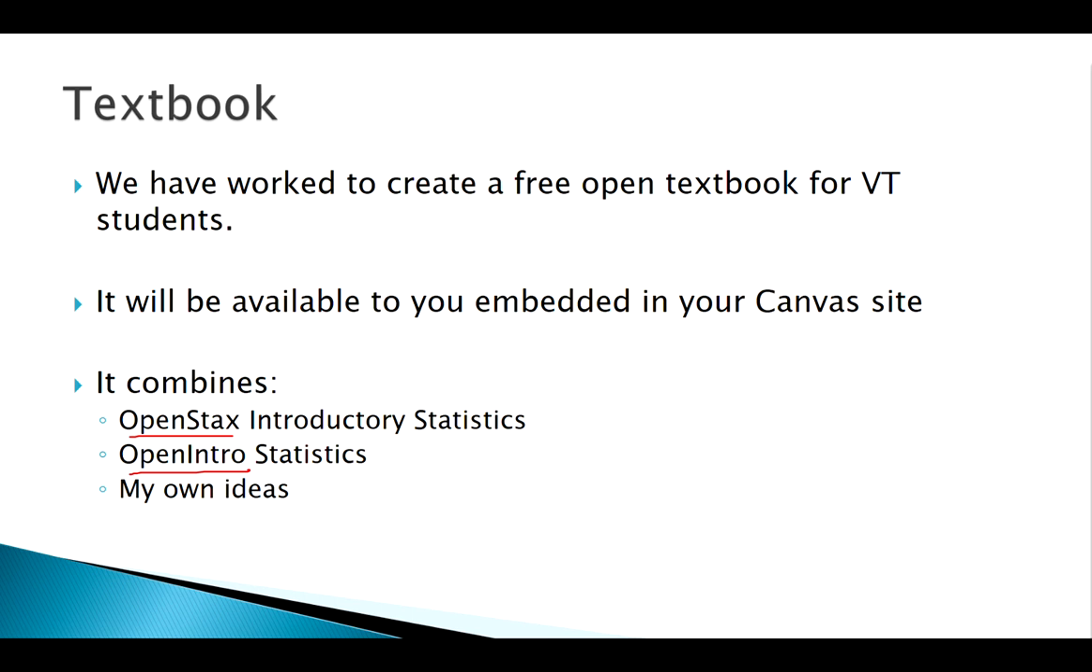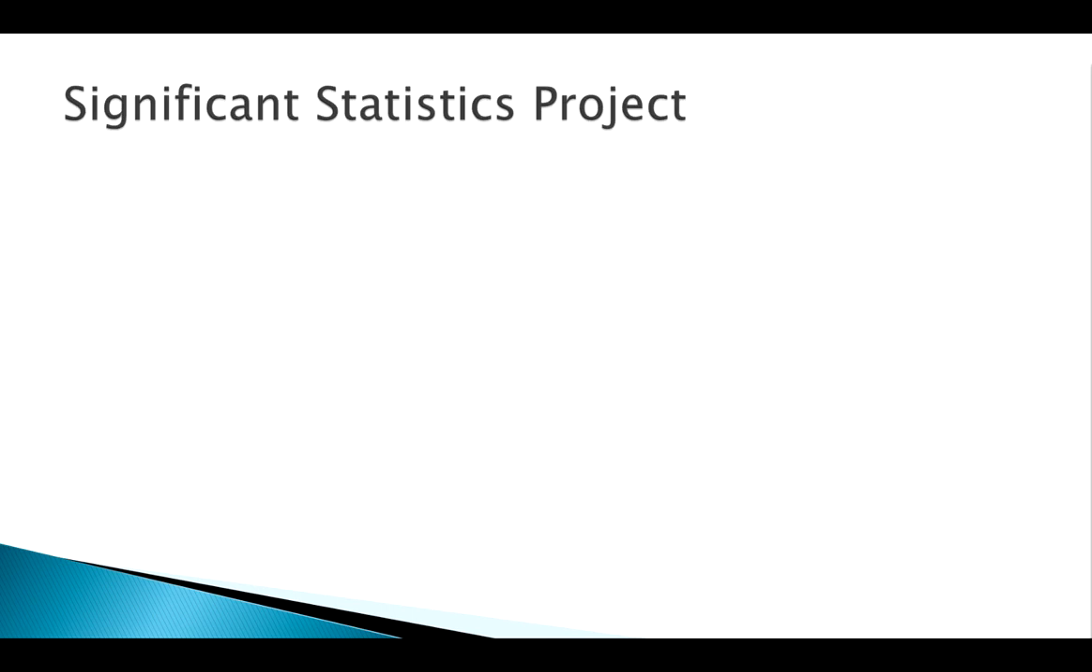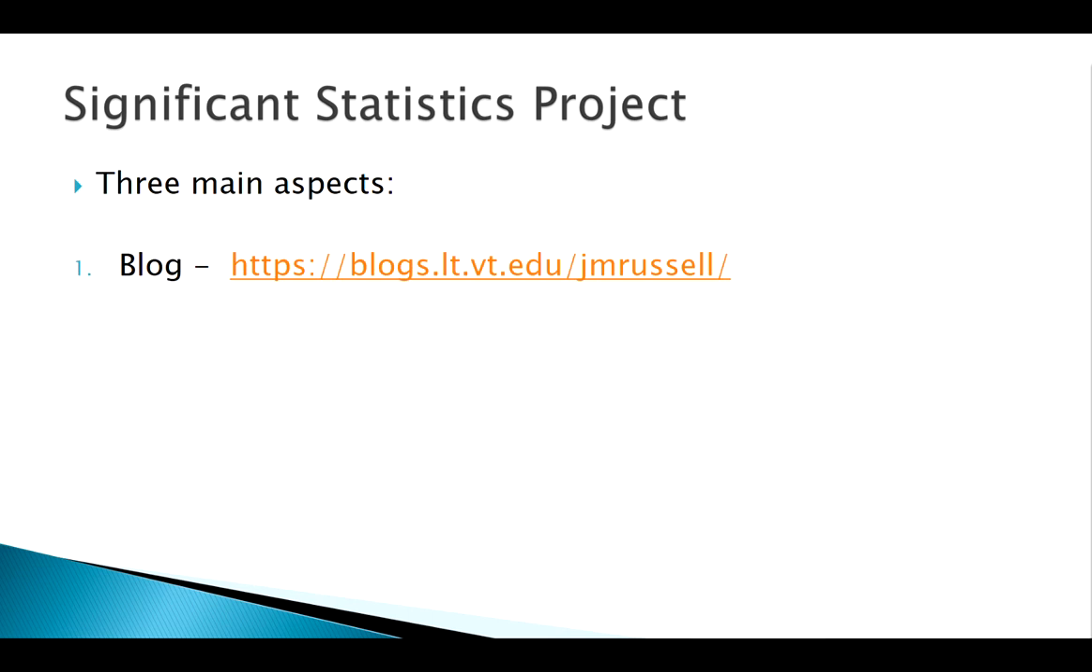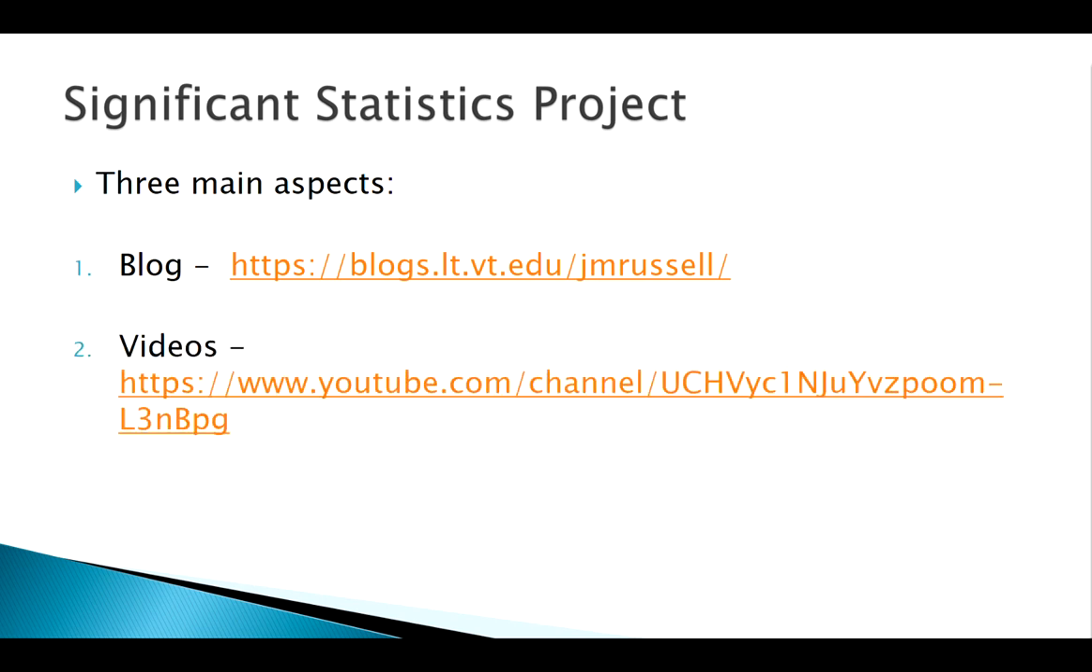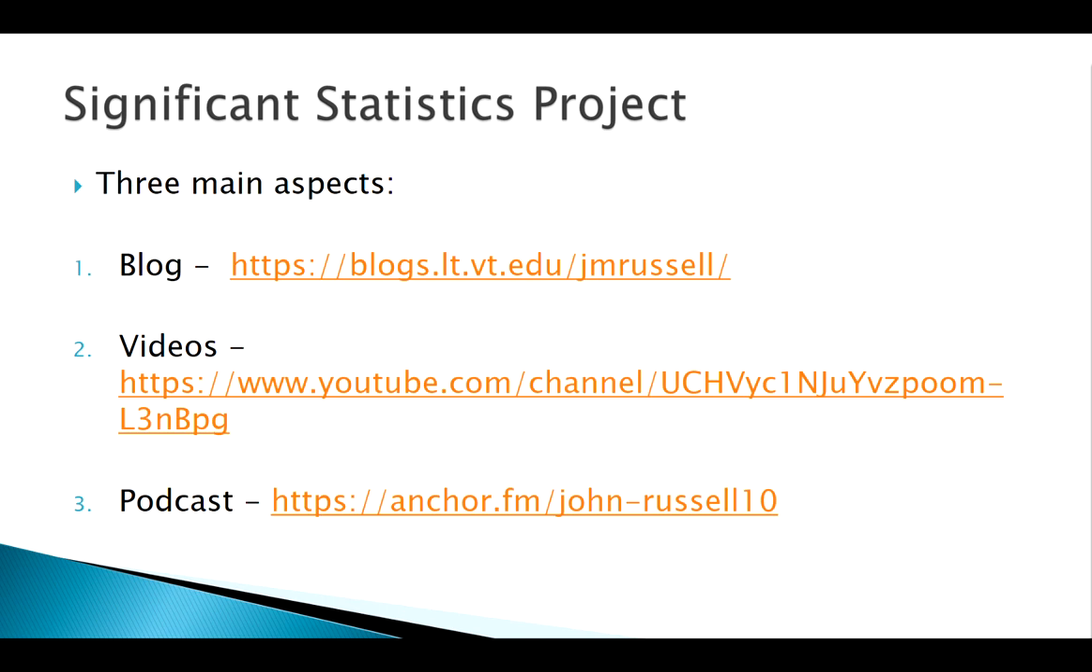Then, of course, beyond just the textbook, here's what I want to make available to everybody, and I'm calling it the Significant Statistics Project. It consists of three big things. I compiled everything on my blog. Because for my students at Virginia Tech, you have a nice, neat way of organizing everything in Canvas, but my blog is a place to organize things outside of that. So there's the blog that compiles everything, there's videos, and there's a podcast. Here are links to all of these different things.